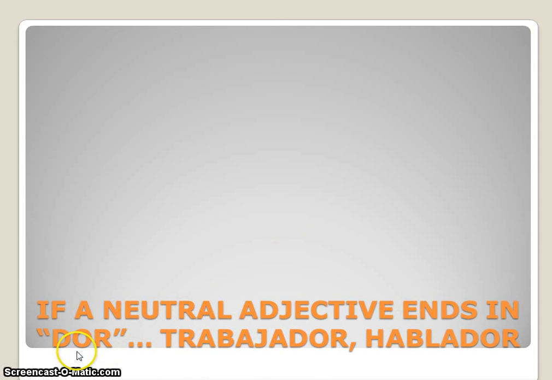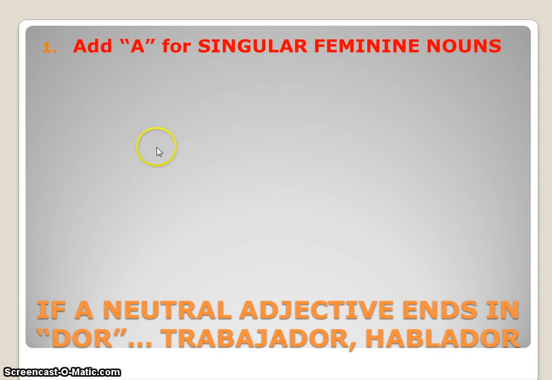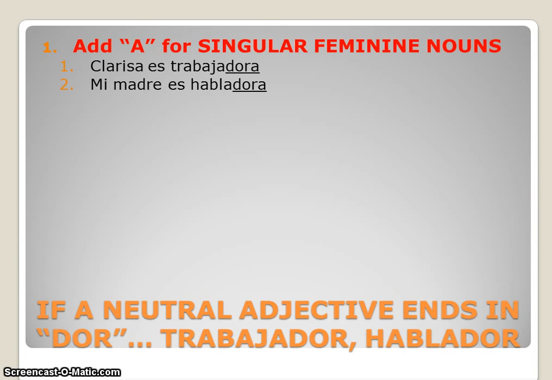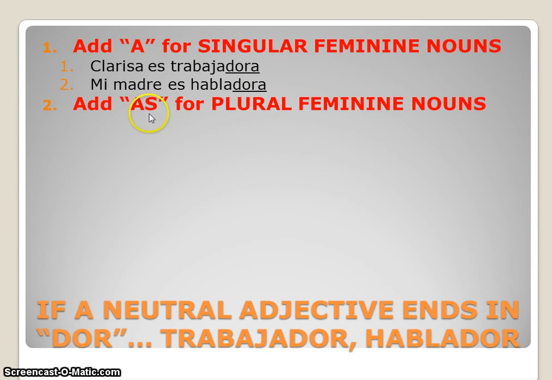Adjectives that end in D-O-R, like trabajador, here's that D-O-R. Hablador, here's that D-O-R. This means hardworking. This means talkative. I'm going to add an A for singular feminine nouns. So Clarisa es trabajadora. Clarisa is singular, it's just one girl. And then obviously she's a girl, so I'm adding an A. Mi madre, I just have one mother. Obviously a mother is a woman. Trabajadora.